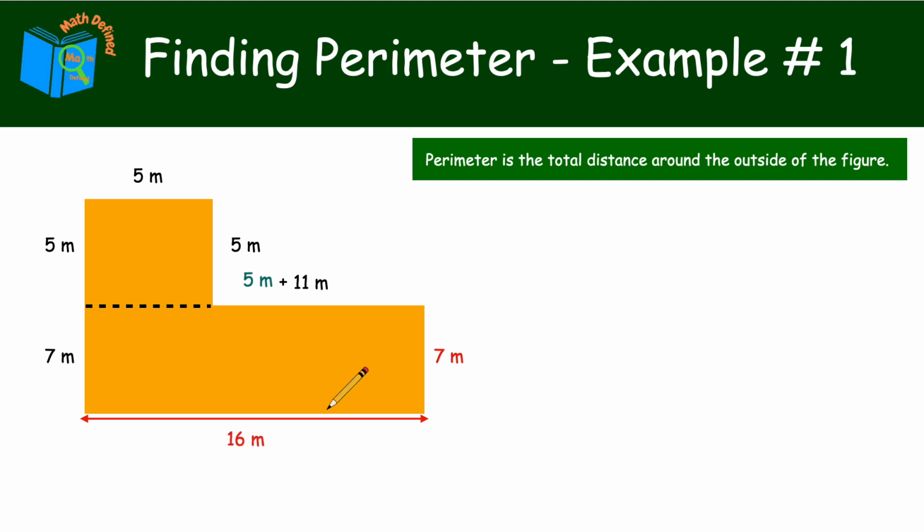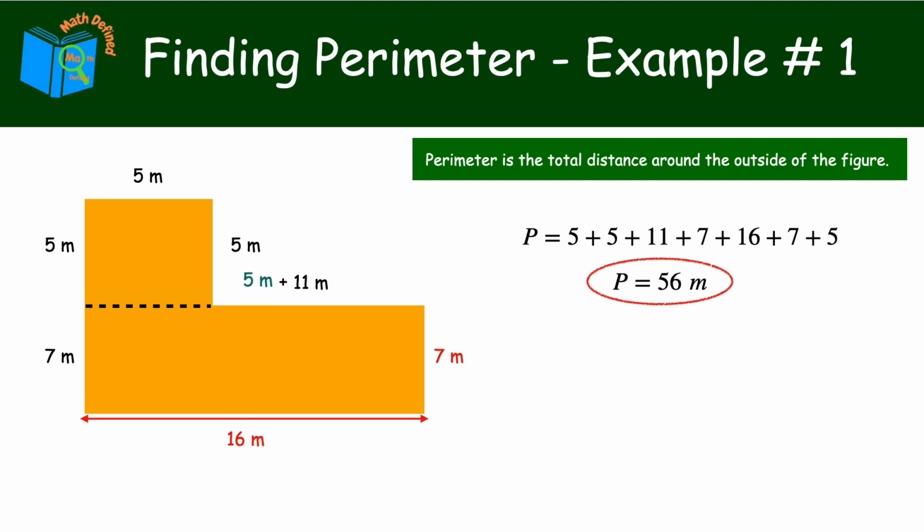Now that we have the lengths for all of this figure's sides, we can find its perimeter by adding them together. Let's start at the top and trace the figure clockwise. 5 plus 5 plus 11 plus 7 plus 16 plus 7 plus 5. Adding these sides together gives us a perimeter of 56 meters.